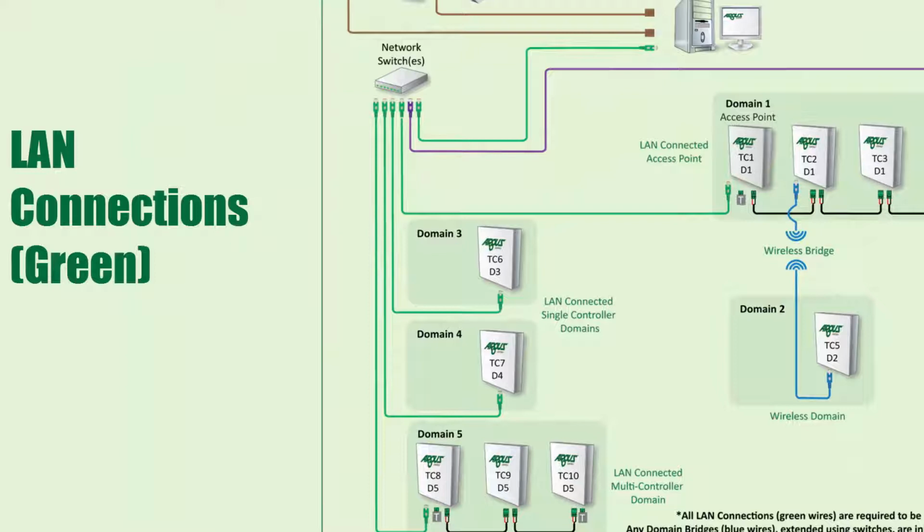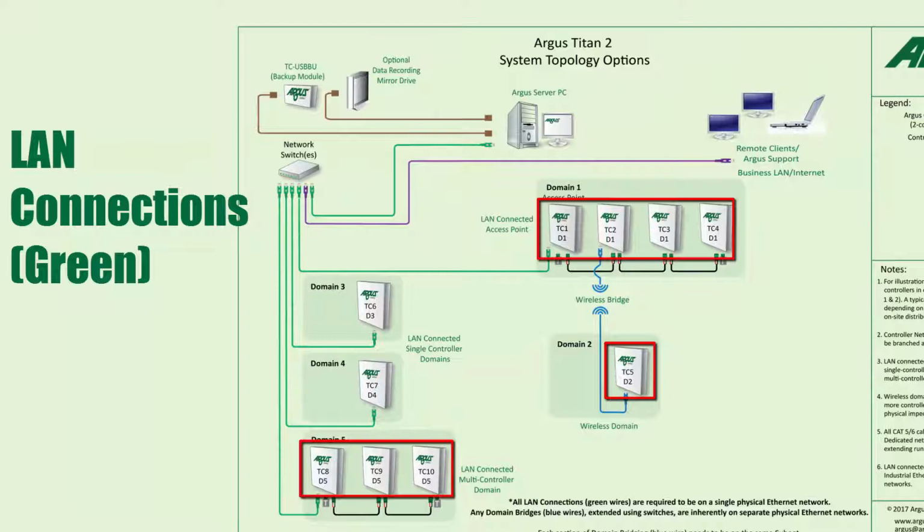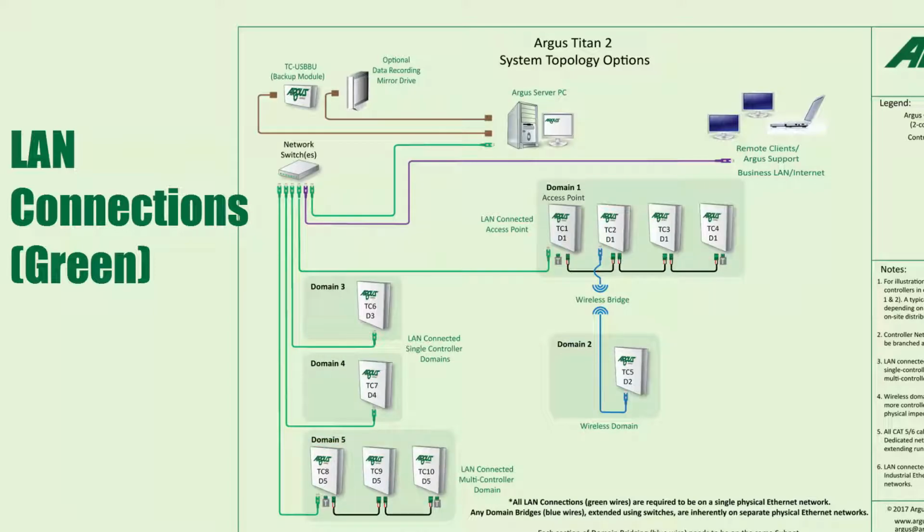LAN connections. LAN connections are made using the Ethernet port on a controller and connecting it directly to a network switch as displayed. Each controller connected to a network switch forms a separate domain. Because each domain communicates directly with the Argos Server PC, the communications performance is potentially much better. In the topology diagram, all communications from controllers 1 to 5 and 8 to 10 need to be routed through a single Ethernet connection, while controllers 6 and 7 each have their own pipeline to the Argos Server PC.